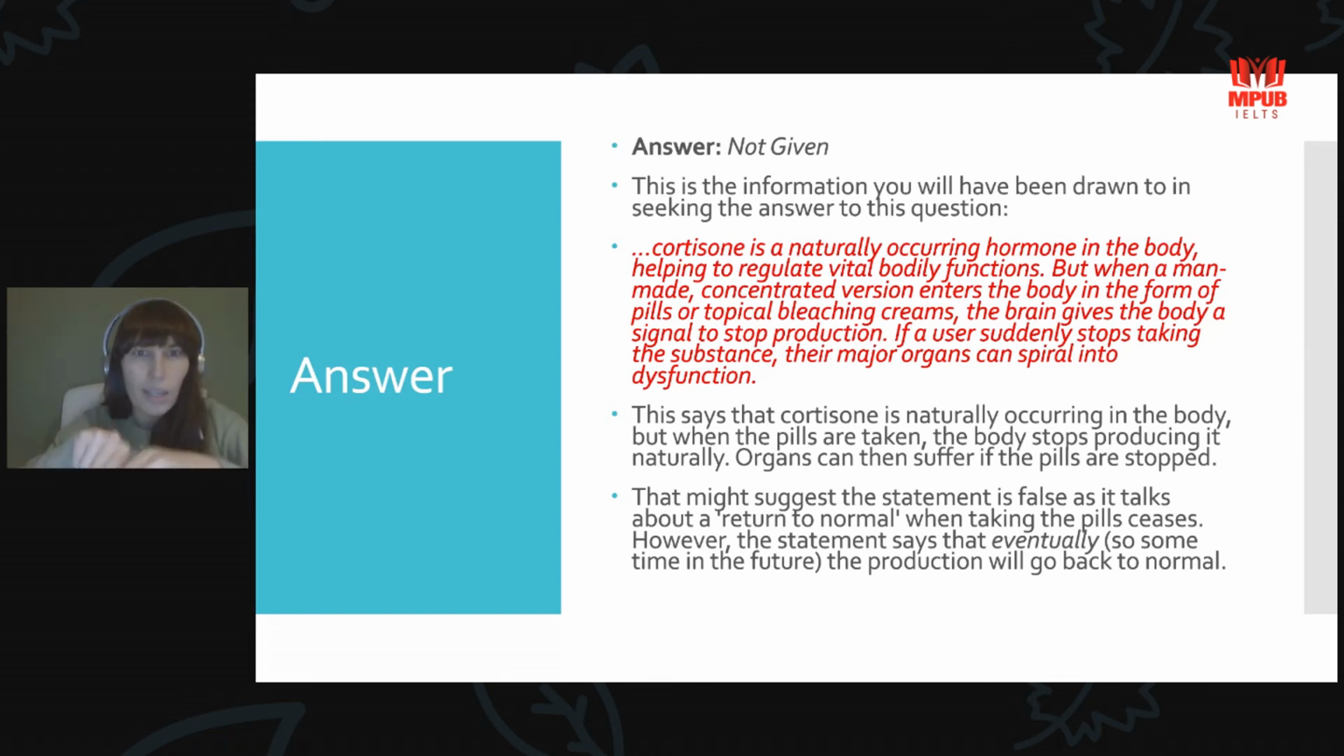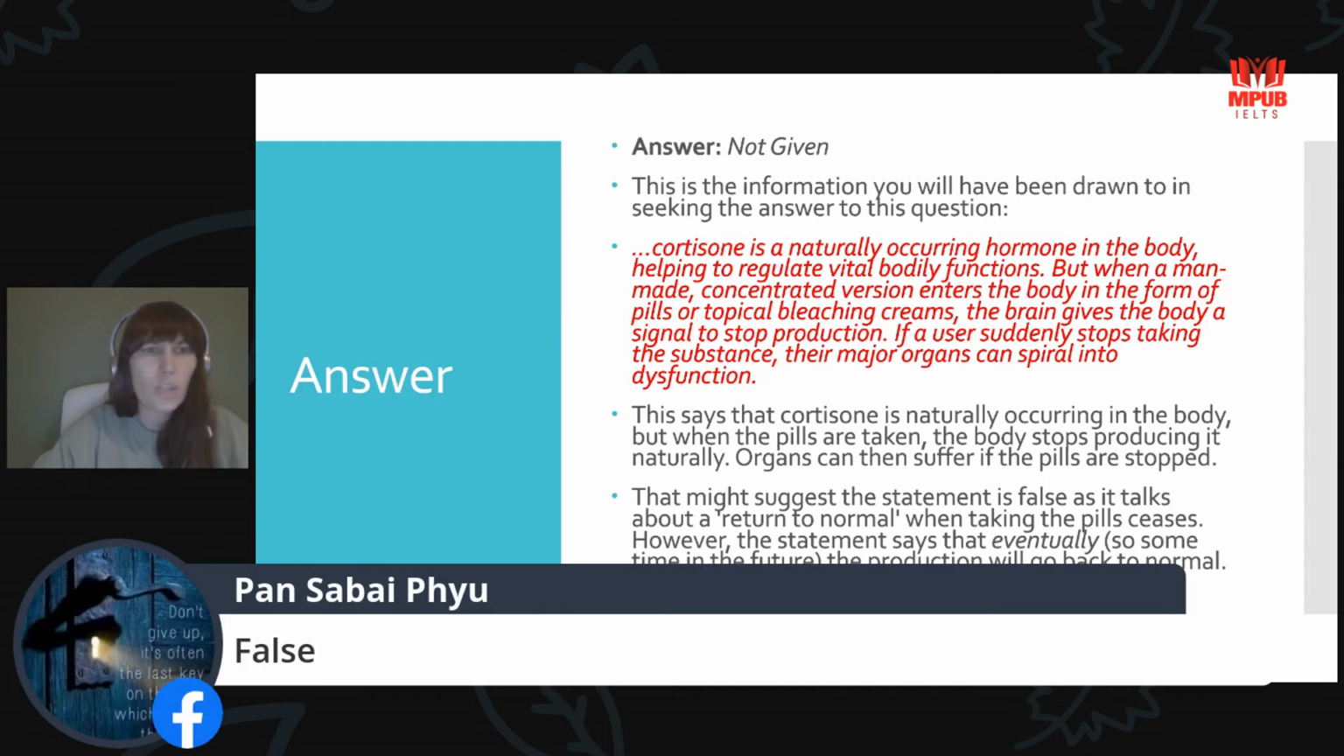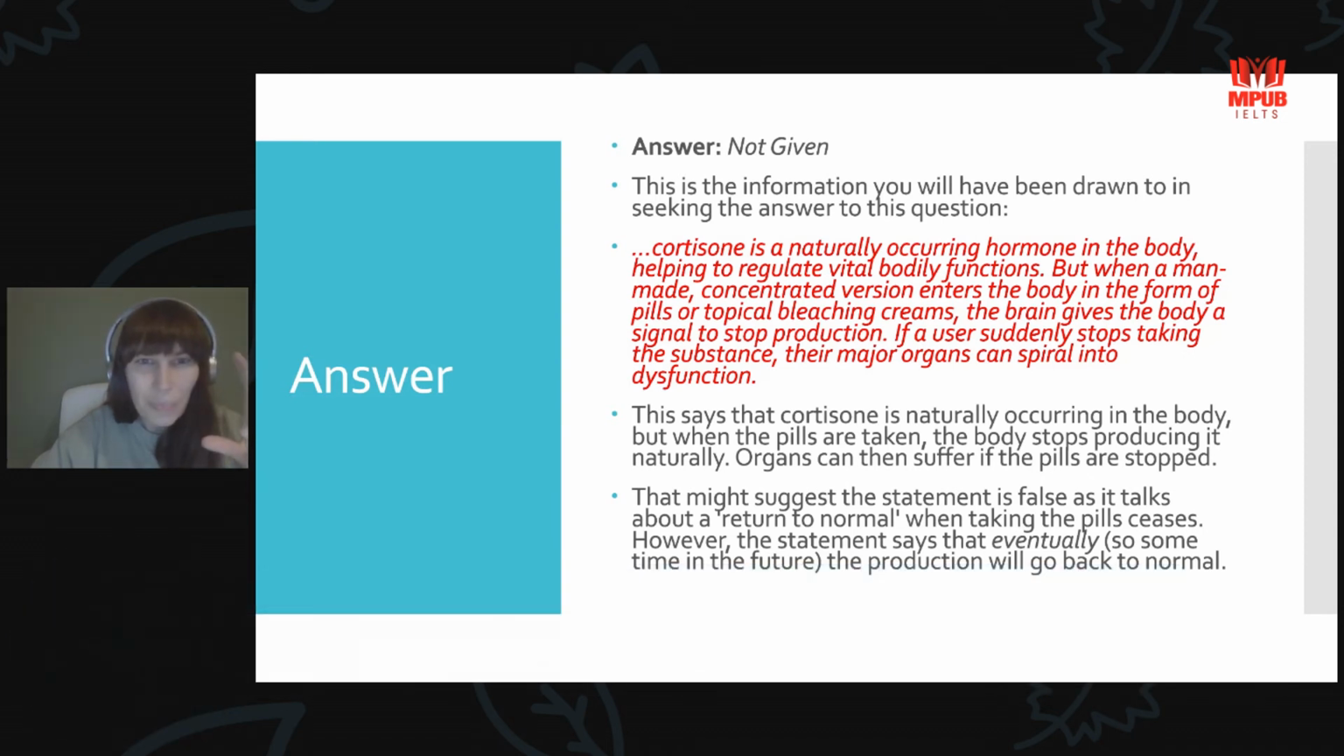Okay. Now, that might suggest to you that it's false. So I think that's why Pan said false, because you've read that statement there, which is fantastic, and you thought, okay, false. Well, actually, this is where it gets a little bit trickier. It's because it talks about a return to normal. Okay.